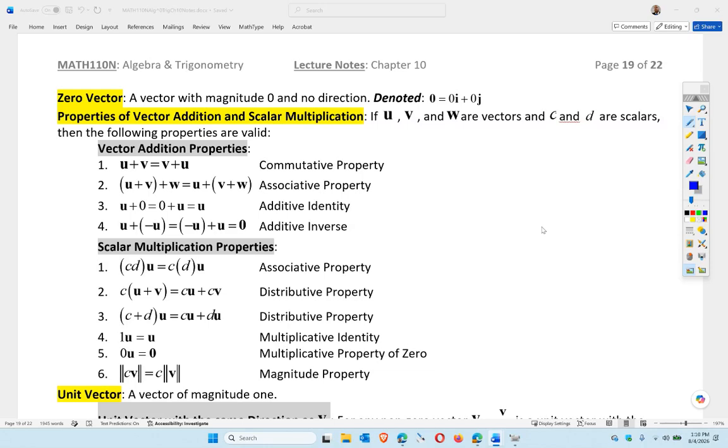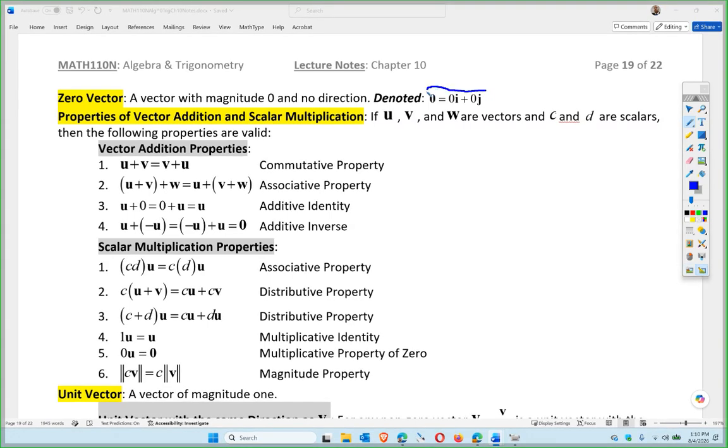We have some more specific types of vectors and vector calculations. So first is the zero vector. The zero vector is if everything cancels out. Typically it's 0i plus 0j. Sometimes they use this funny zero to represent the same thing, depending on what book you're using.